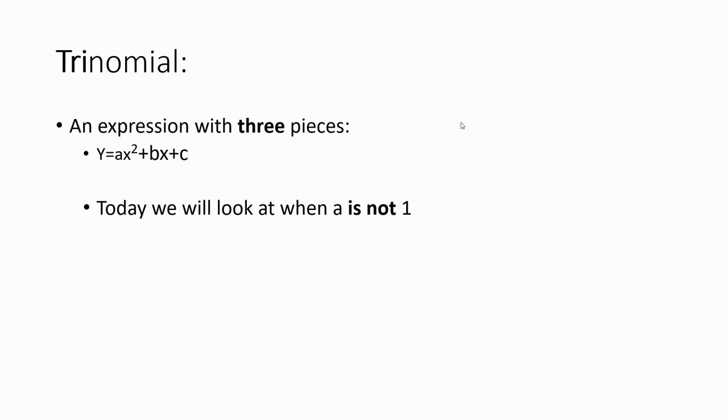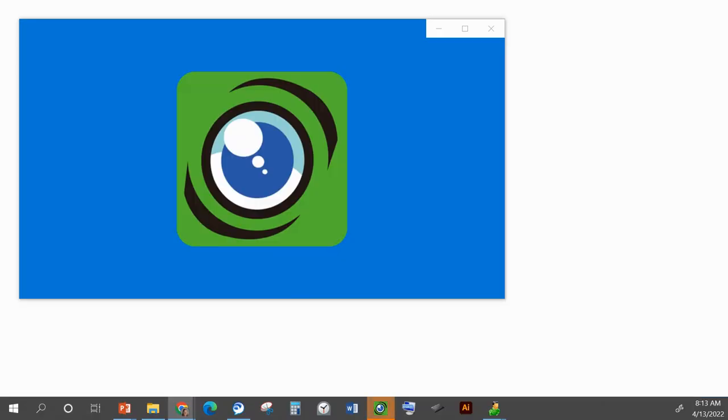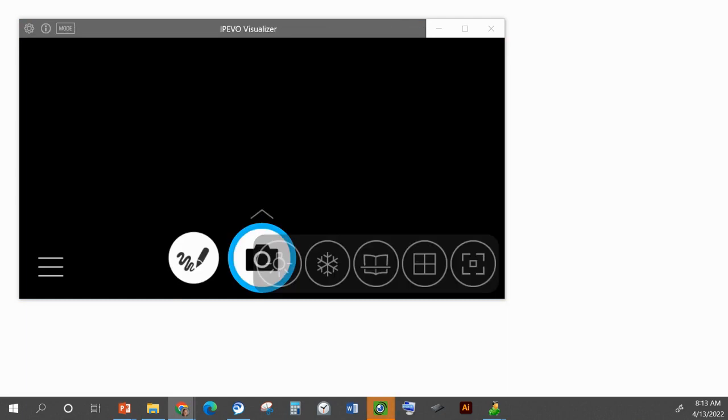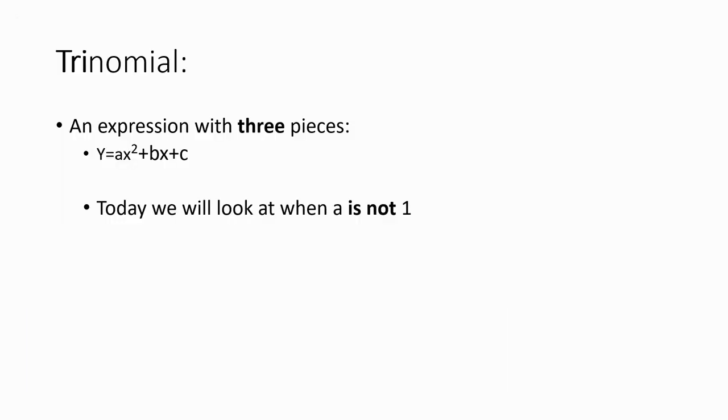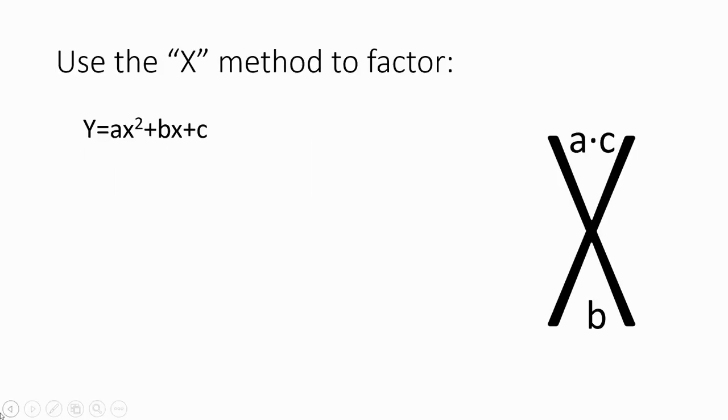All right, so a is the term in front of x squared, b is the term in front of x, and c is the term by itself with no x. So last time we talked about when a is 1, so we just have x squared and then other things. Today we're going to talk about when a is not 1, so maybe a is 2, maybe a is 6. So this becomes a little bit more complicated when we're factoring, okay?